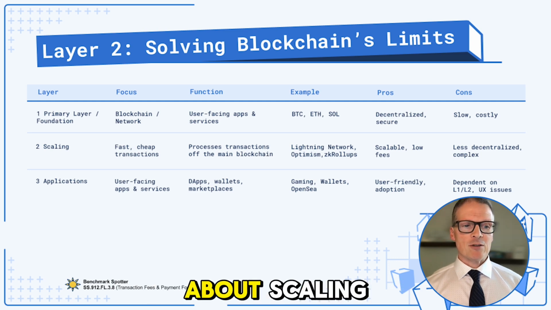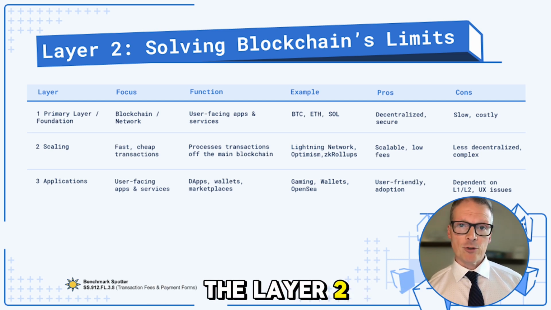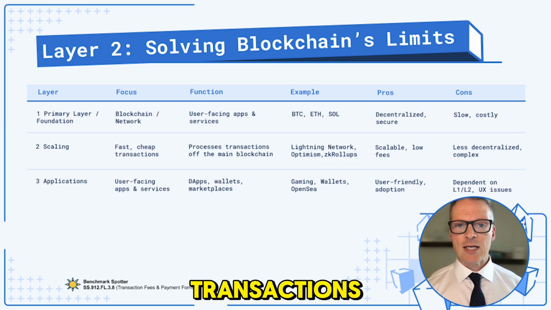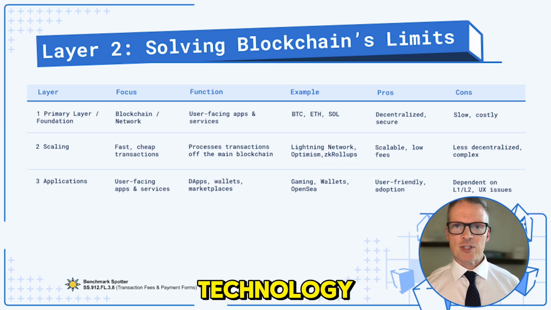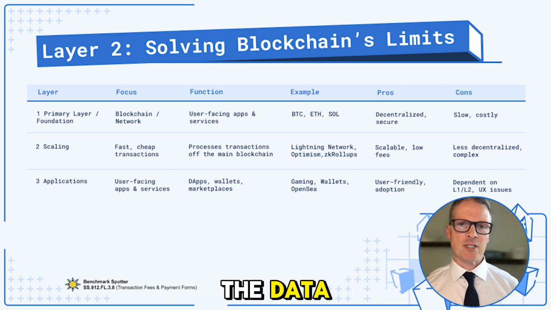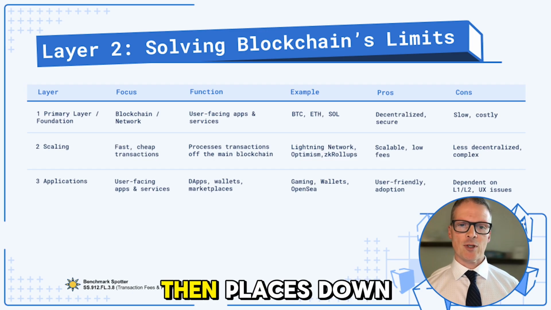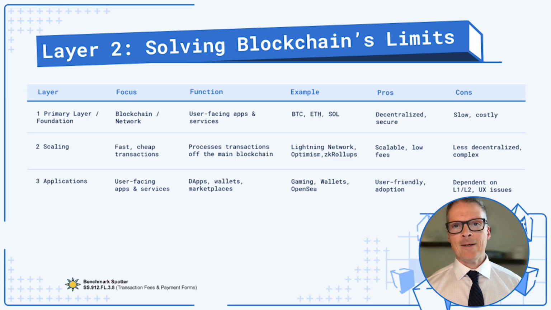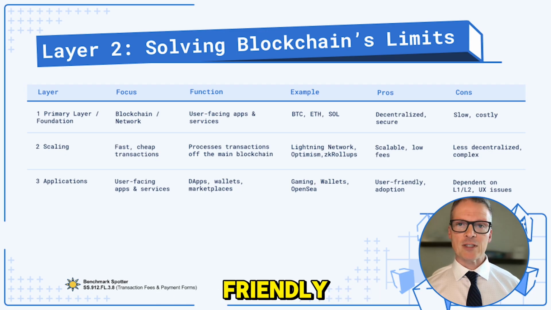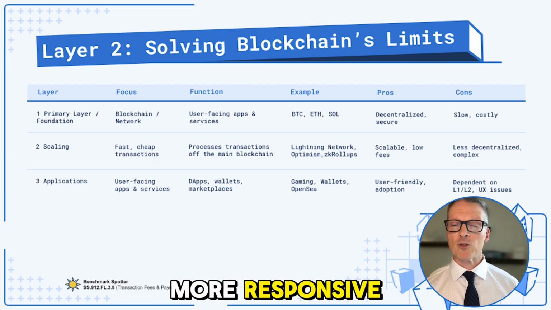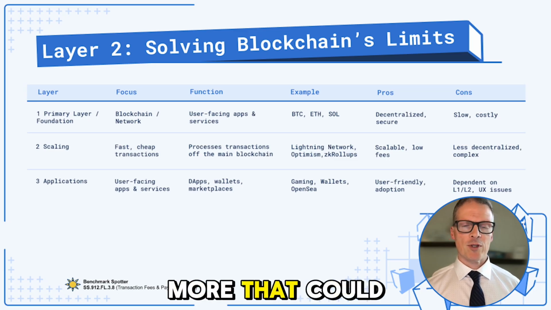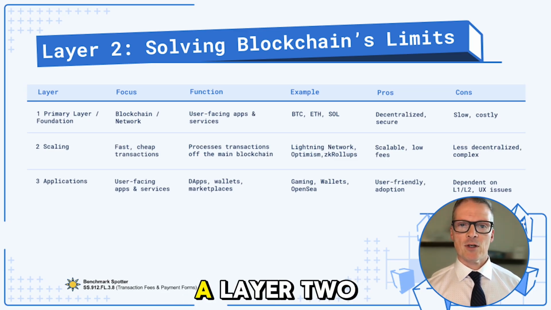When you're talking about scaling, you're moving to the layer two, the next layer above that. And this allows for fast, cheap transactions. Without getting too much into the technology of how this works, it delays and it packages all of the data into larger blocks that a sequencer then places down on the main chain. And the applications, of course, are user-facing. They're much more friendly. They're easy to use. They're much more responsive. They happen typically in under 1 second for finality. So there's a lot more that could be done when you're dealing with things on a layer two.